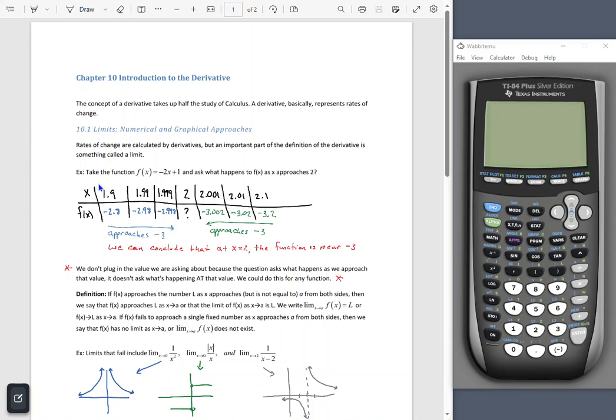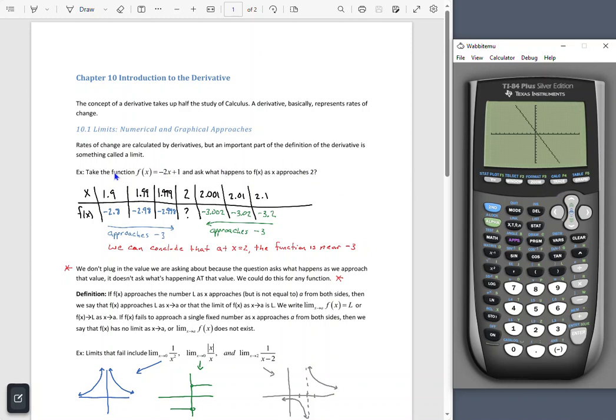Okay, so what is a limit? Let's look at an example. We're going to take the function f of x equals negative 2x plus 1. I'm even going to graph it over here on my Wabbit app. Y equals negative, make sure you use the negative, 2x plus 1. Let's graph that on a standard window.